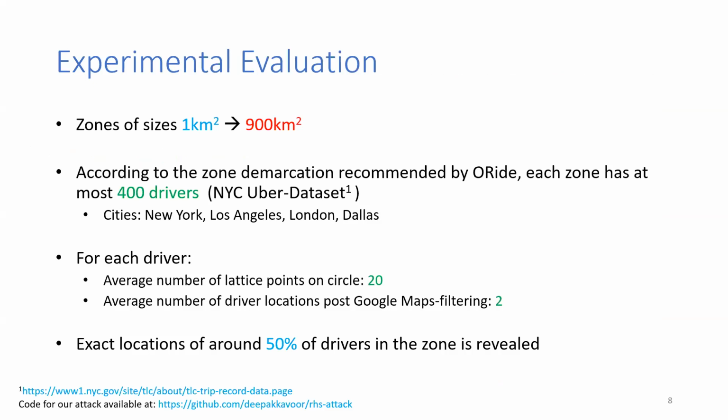Some experimental results. We run experiments for varying zone sizes, and we use the NYC Uber dataset and observe that there are around 400 drivers in the zone. Our results show that the average number of driver locations after filtering turned out to be 2, and that the exact locations of around 50% of the drivers in the zone are revealed to the rider.